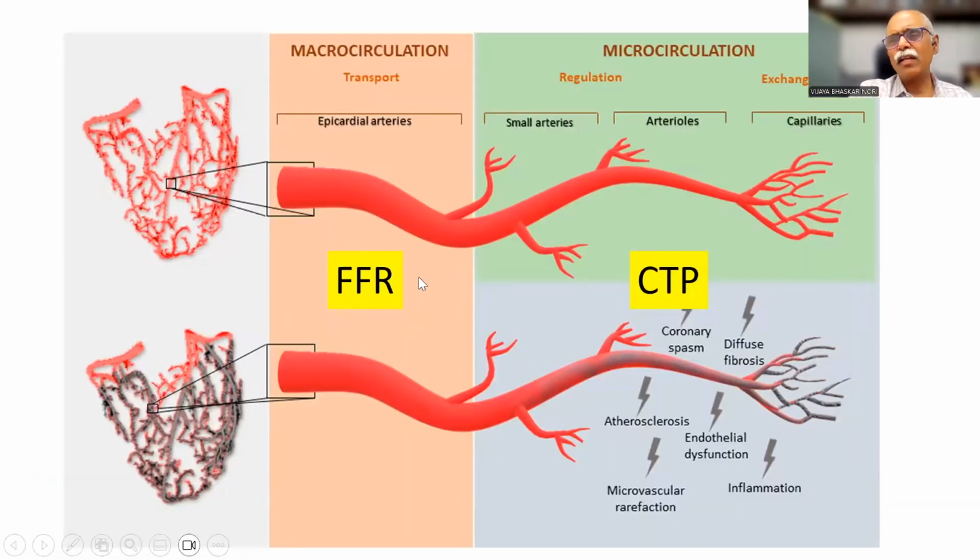And this is what it exactly tells us: in epicardial arteries, the FFR helps. Whereas for arterioles and capillaries, the CT perfusion helps to tell you about the microvascular dysfunction, or epicardial stenosis when there are heavily calcified coronary arteries.